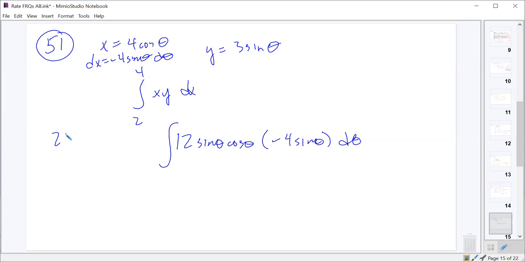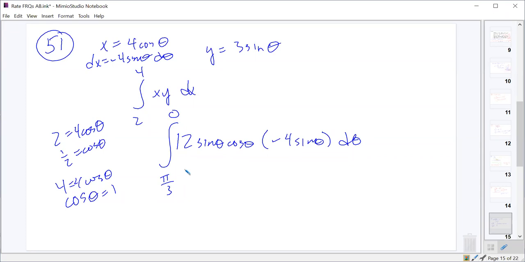And then our limits of 2 and 4, those are x values because this is dx. So we need to plug 2 equals 4 cosine theta in, or 1/2 equals cosine theta, or theta equals pi over 3. Then we'll plug in 4. 4 equals 4 cosine theta, or cosine theta equals 1. Cosine theta equals 1 when theta is 0. So looks like that should be choice C.